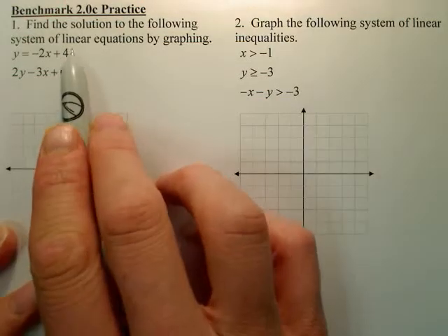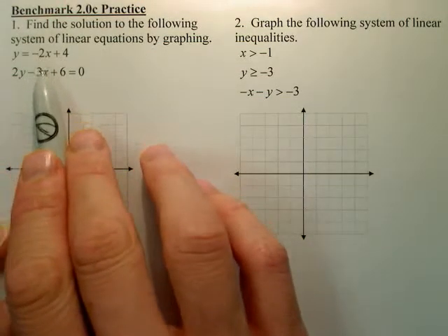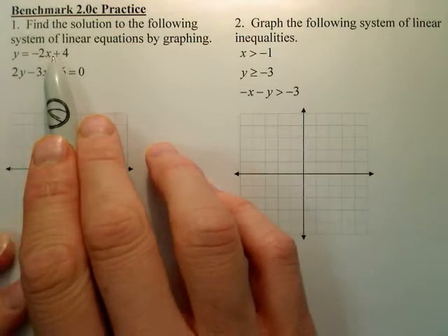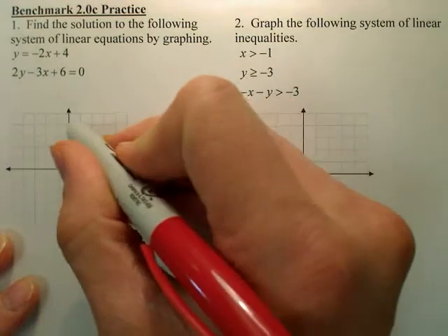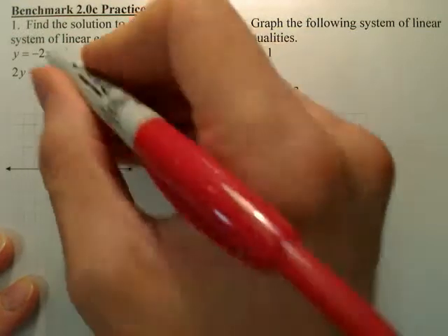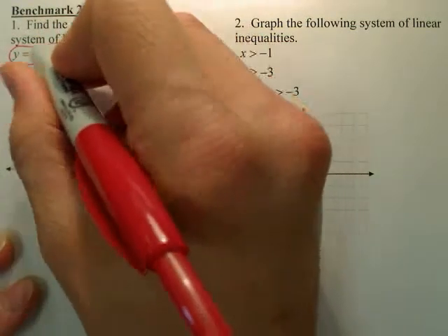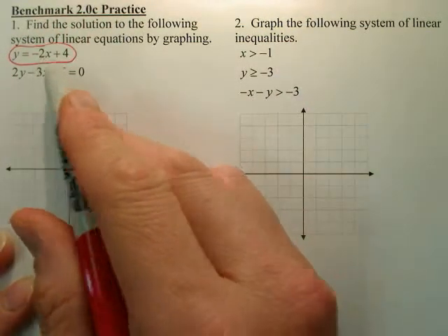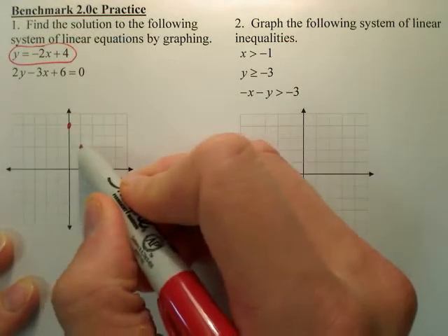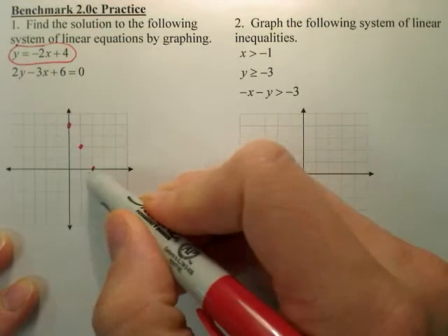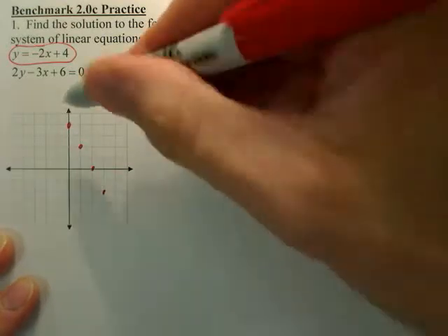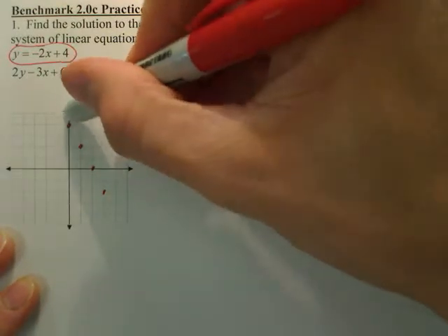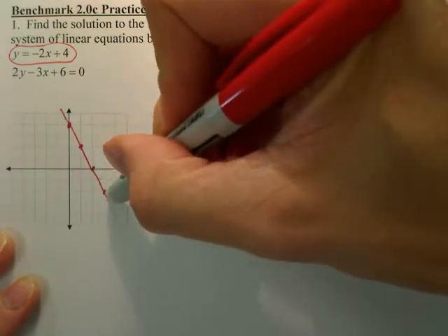If I want to find the solution to these two equations, you graph them and find where they cross. So for the first one, it begins here at 4. I'm going to circle this in red so we know we're doing the red one. The slope is -2, so I'm going to go down 2 over 1, down 2 over 1, down 2 over 1. And then you make your line.